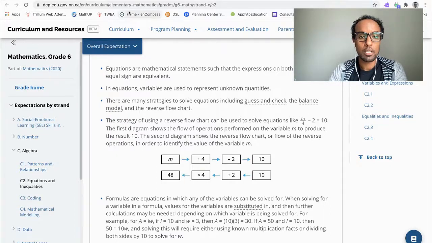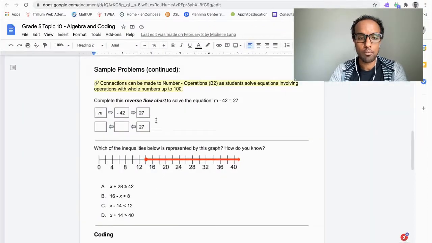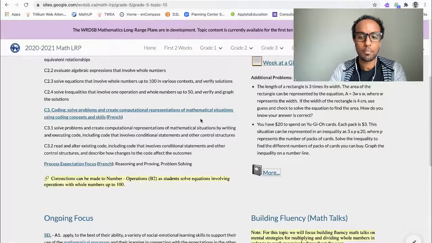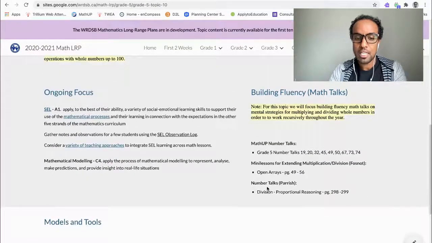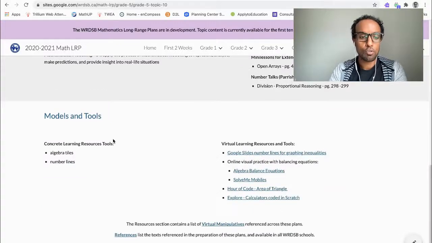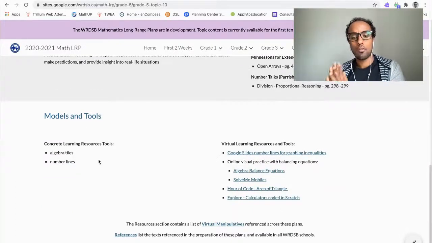That's from the curriculum site. And we've put it in our sample problems page. We've got some building fluency connections and the digital tools and models that are referenced at the end of the page.